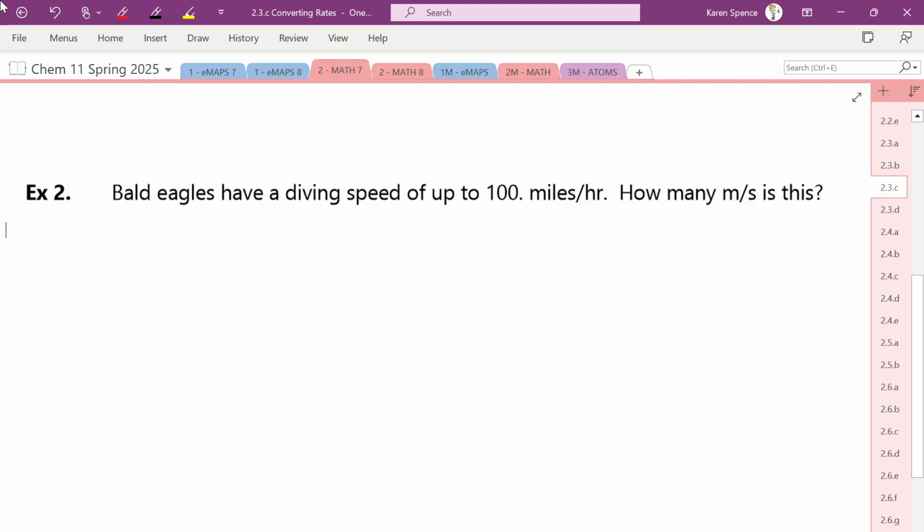Bald eagles have a diving speed of up to 100 miles per hour. How many meters per second is this? So let's first find our unknown. How many meters per second? So our unknown is how many meters per second. And you'll notice already I have changed it into meters over seconds, not meters slash seconds. What is our initial quantity here? Tell your partner.